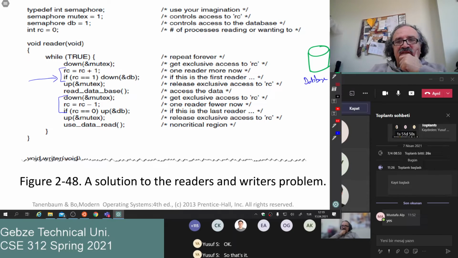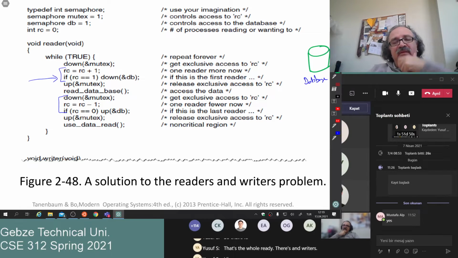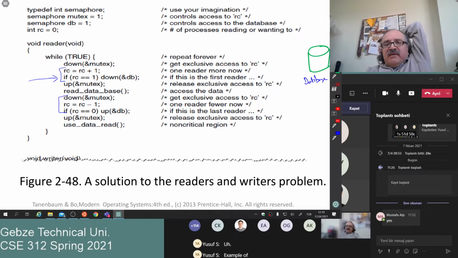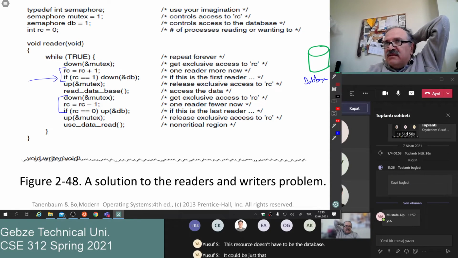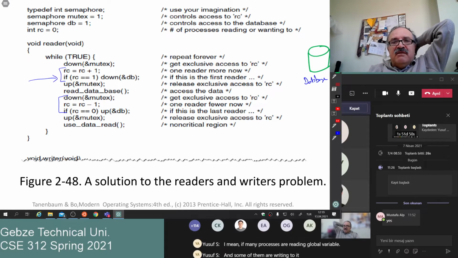That's the whole readers and writers example. Of course, this is generalizable code. This resource doesn't have to be the database. It could be just a global variable. If many processes are reading a global variable, and some of them are writing to it, then you could use this model, the readers and writers model.